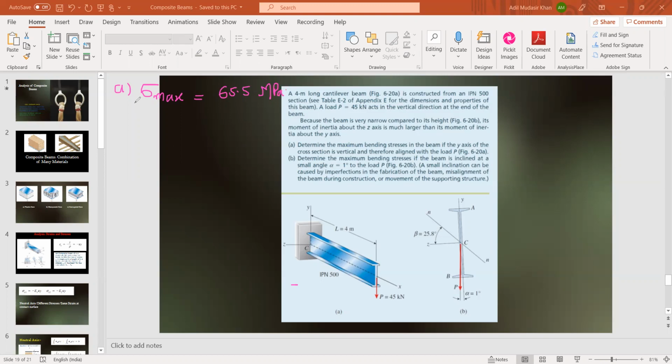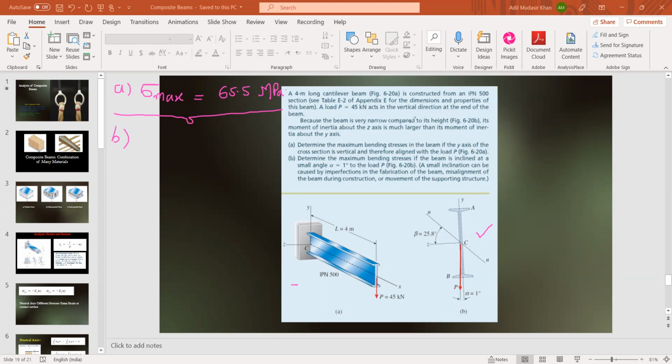Fine. Now let's go to part B. This is the maximum bending stress that occurs when the beam is not inclined. Now let's go to the case when the beam is inclined. Let's take this case B. In case B, what is given? That now the load is inclined about the y-axis.